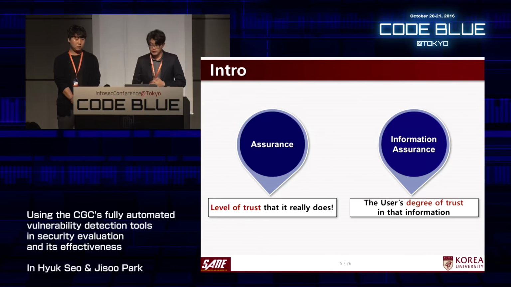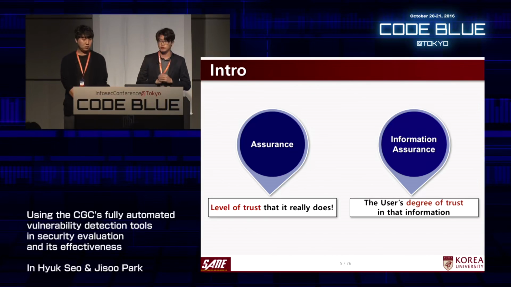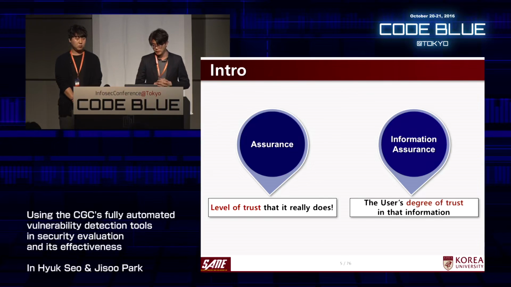At first, I think it's useful to form a consensus for better understanding of my presentation. I think you have heard of assurance. Assurance means the level of trust it provides. And then information assurance means the degree of trust in the information.